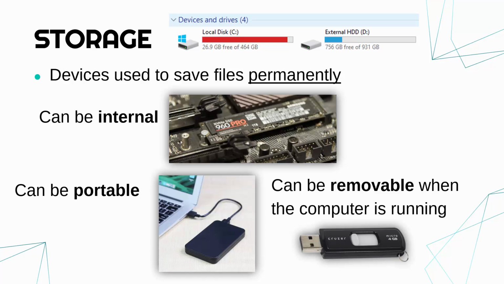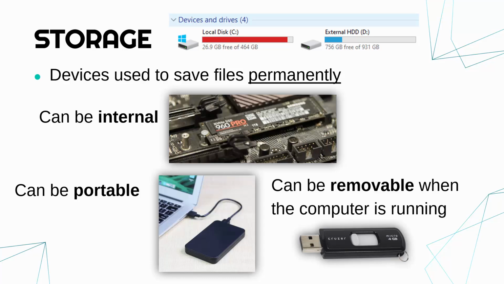So to give another example, this is a USB flash memory drive. You can take it out without damaging it, especially if you remove it safely. It won't cause issues. Okay, so you can categorize storage devices with these three words. Usually portable devices are removable, but not always. An internal device like a permanent hard drive would not be removable because you can't take it out when the computer is running.